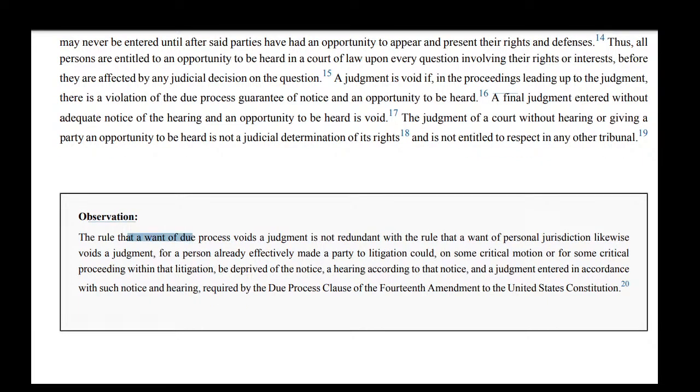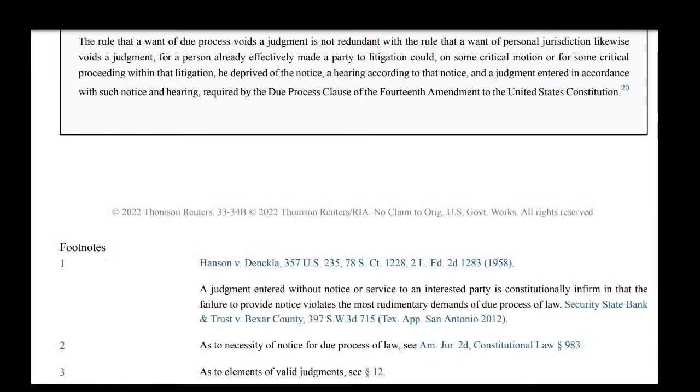The rule that a want of due process voids a judgment is not redundant with the rule that a want of personal jurisdiction likewise voids a judgment, for a person already effectively made a party to litigation could, on some critical motion for some critical proceeding within that litigation, be deprived of the notice, a hearing according to that notice, and a judgment entered in accordance with such notice and hearing required by the Due Process Clause of the 14th Amendment to the United States Constitution. So the Due Process Clause of the 14th Amendment is something that could come in helpful in certain situations, and you might want to express operating in that capacity in those situations.